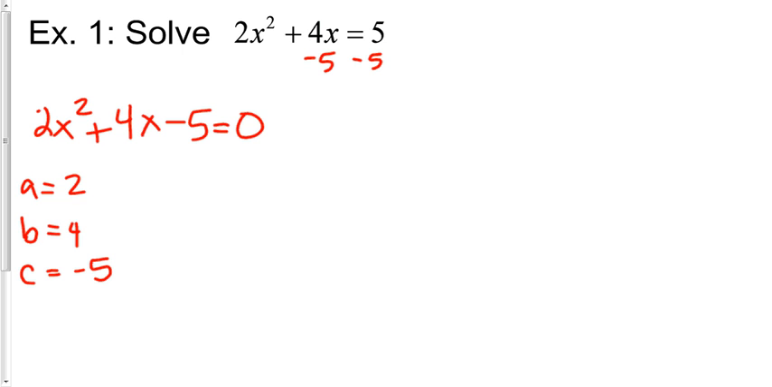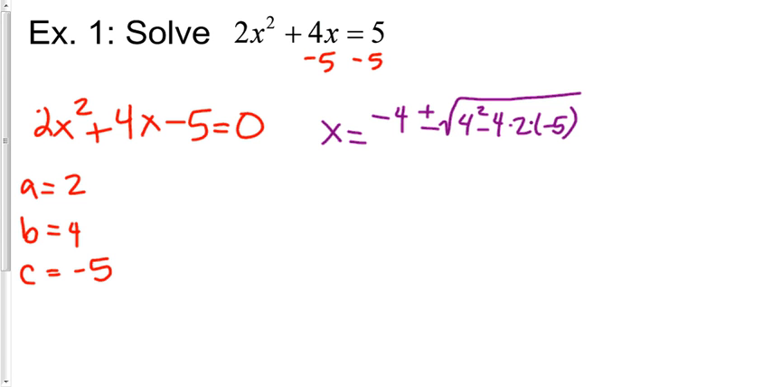Okay, now let's use the formula to find our solutions. The formula tells me that the x values, the solutions, are negative b, so negative 4, plus or minus the square root of b squared minus 4 times a times c. So I'm filling in the values for a, b, and c here. And then on the bottom, 2 times a, which is 2.